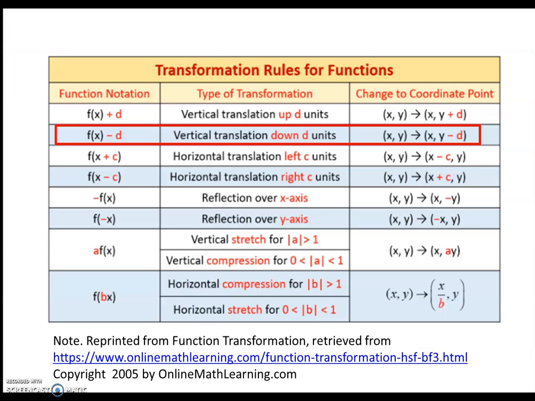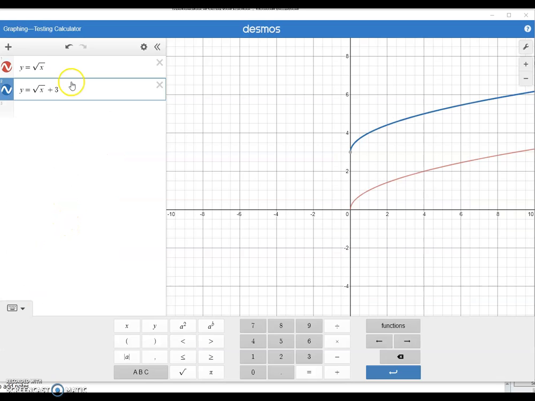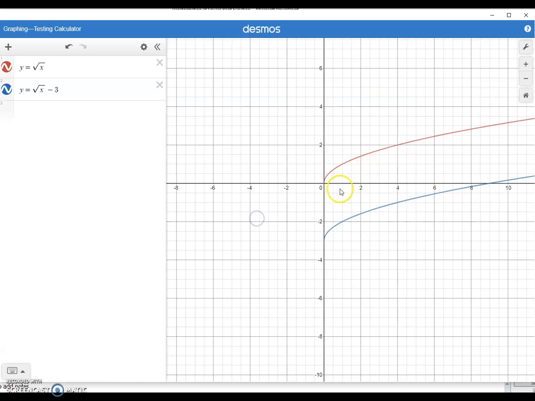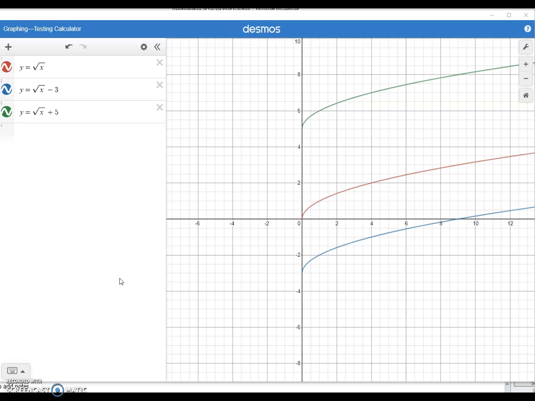Now let us discuss the next transformation, which is minus d. That's again outside of the radical sign in this case. So it is said to be a vertical translation down by d units. So let's take a look at this on Desmos. All right. So again, this is your parent function. What happens if the plus changes to a minus? There you go. So as you can see from your original parent function, your graph has now shifted 3 units down. All right. So now at this point, I would like to wrap up this vertical translation.